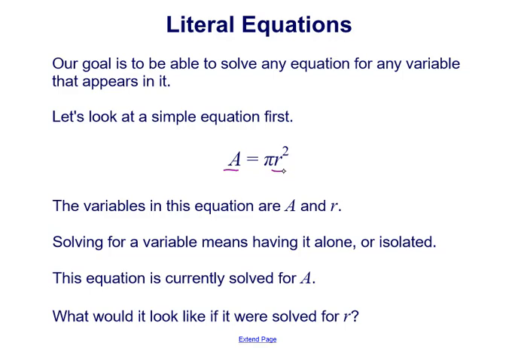This equation is currently solved for A. We can see it's alone on that left side of the equal sign. But what would this equation look like if it were solved for r? Think about what operations are currently happening with r. Think of what's with r on that right side of the equation, and how could you undo it to get r by itself?